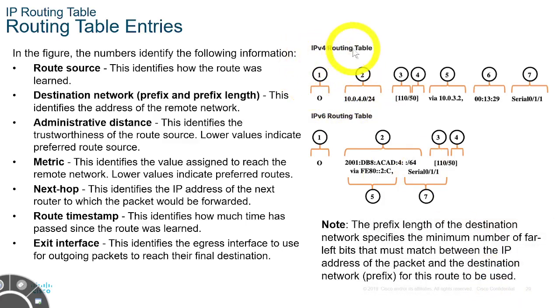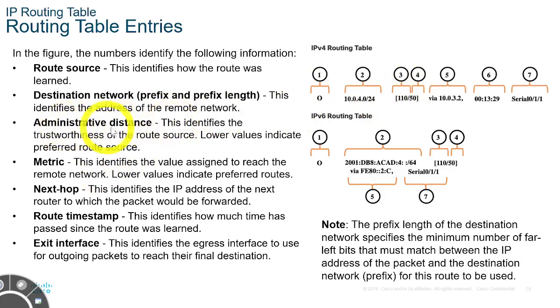This is the IP version for the routing table. Here, the second entry will tell us about the destination network IP address and the prefix. Here is the administrative distance, and the metric.